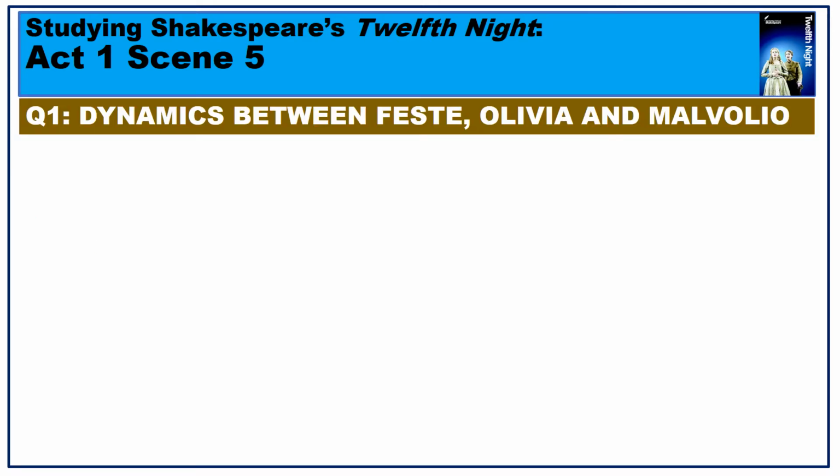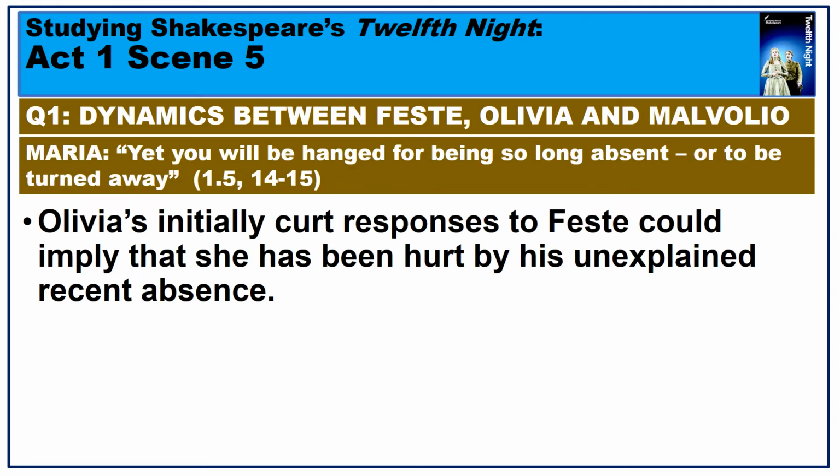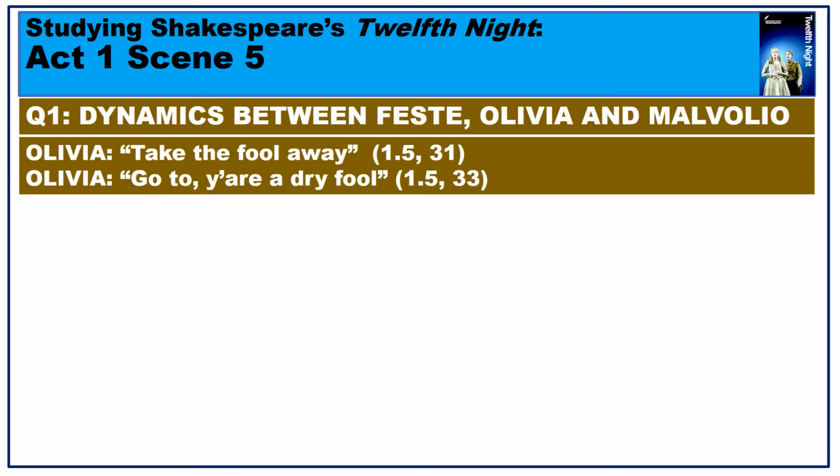Question 1. Explore the dynamics between Olivia, Feste and Malvolio in the opening parts of the scene. Well, there's no doubt that Olivia is initially dismissive in her language and attitude towards Feste. Maria has pre-warned Feste that his absence has made Olivia angry, and so her curt imperatives, "take the fool away" and "go to", are no surprise.